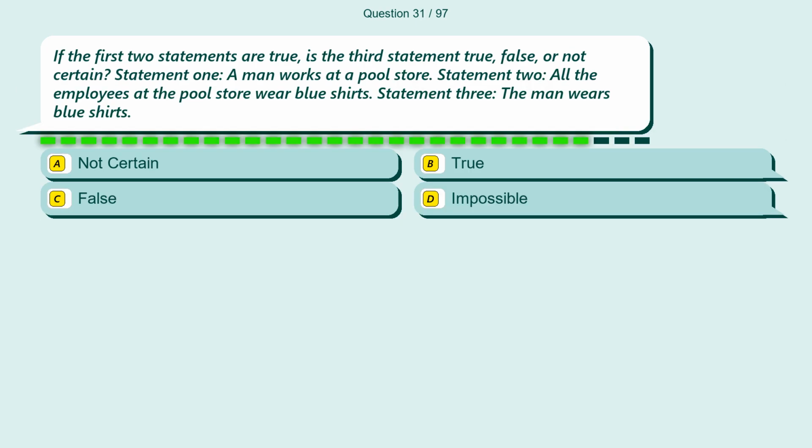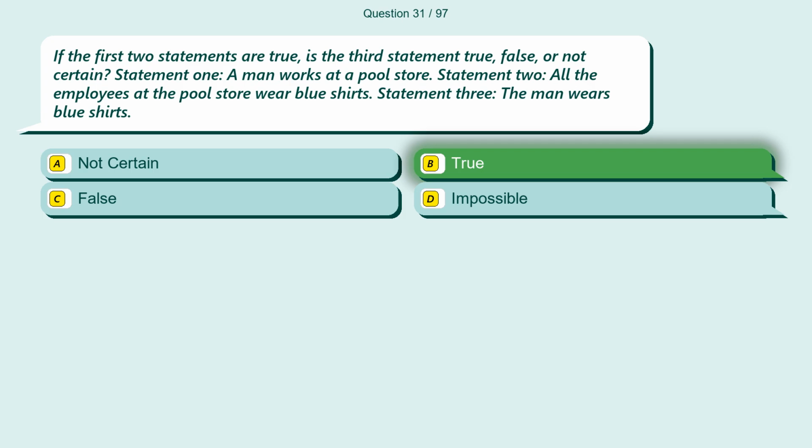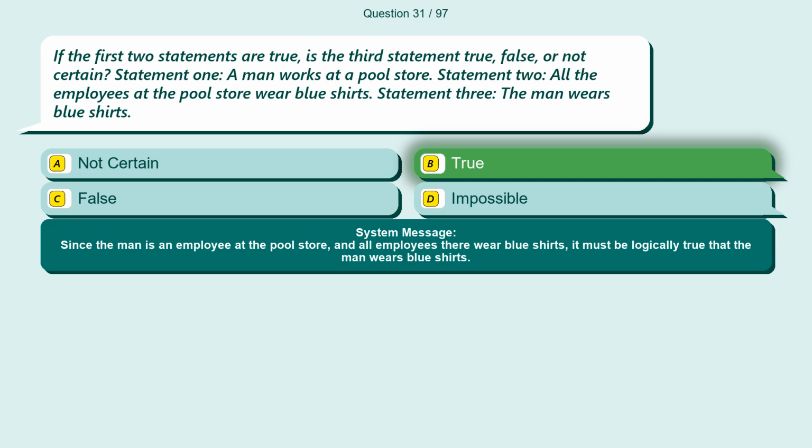Question 31. If the first 2 statements are true, is the third statement true, false, or not certain? Statement 1, a man works at a pool store. Statement 2, all the employees at the pool store wear blue shirts. Statement 3, the man wears blue shirts. Option A, not certain. Option B, true. Option C, false. Option D, impossible. The correct answer is option B, true. Since the man is an employee at the pool store, and all employees there wear blue shirts, it must be logically true that the man wears blue shirts.